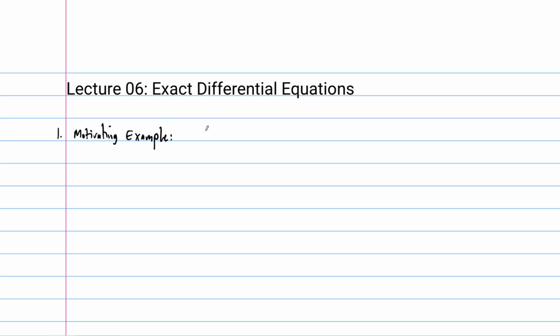Let's consider the differential equation of the form 2x plus y squared plus 2xy y prime equals 0. So this is an equation in terms of x's and y's. And notice that this equation is not linear, for sure. We've got a y squared here, so it's not linear. There's also a y times y prime. So it's not a linear equation.